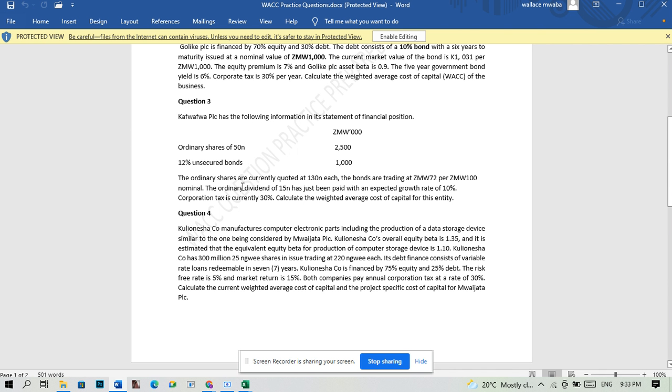The ordinary shares are currently quoted at 130 Ngwe each. Okay, so this is the market price of the ordinary shares. Market price of the ordinary shares.